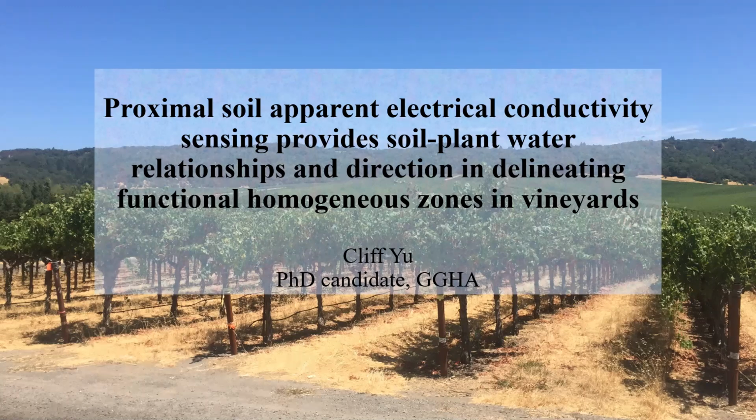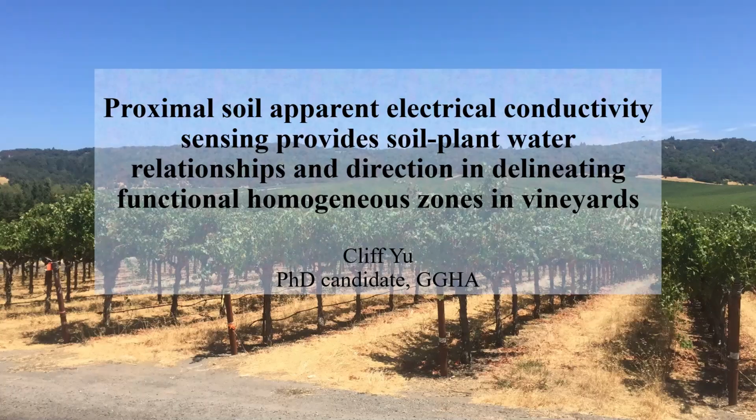And the title is Proximal Soil Apparent Electrical Conductivity Sensing Provides Soil-Plant Water Relationships and Direction in Delineating Functional Homogeneous Zones in Vineyards. So it's a long title. So let's cut to the chase.